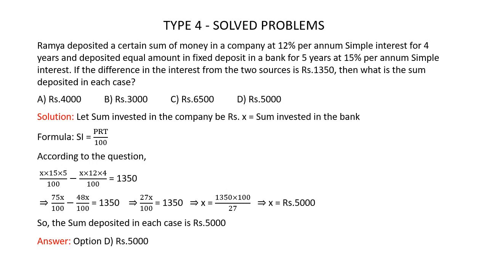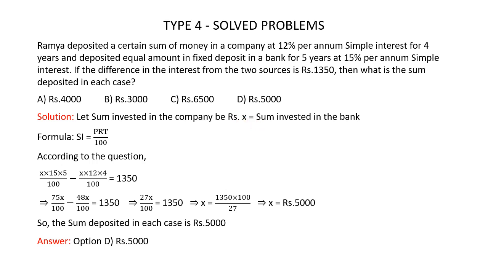Now as you can see here, the difference in the simple interest from the two sources is given in this question. It's also given that Ramya deposited a certain sum of money in a company. She also deposited an equal amount in fixed deposit in a bank. And we are asked to find what is the sum deposited in each case. So let the sum invested in the company be rupees X. Now since an equal amount is deposited in the bank, it means that the sum invested in the bank is also rupees X.